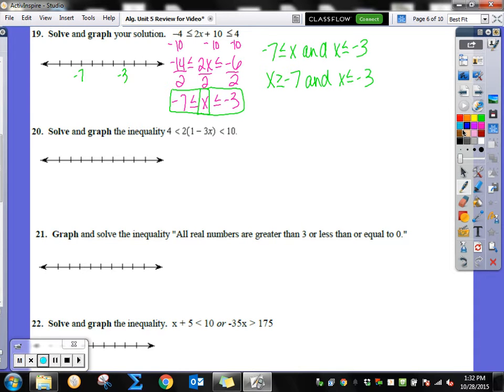So we have x is greater than or equal to negative 7. So I'm going to put my closed circle and go out just a little bit. Then I have x is less than or equal to negative 3. So this is a normal and that meets in the middle.